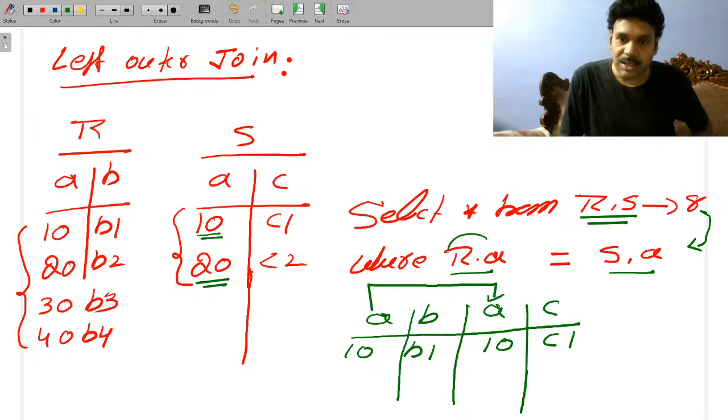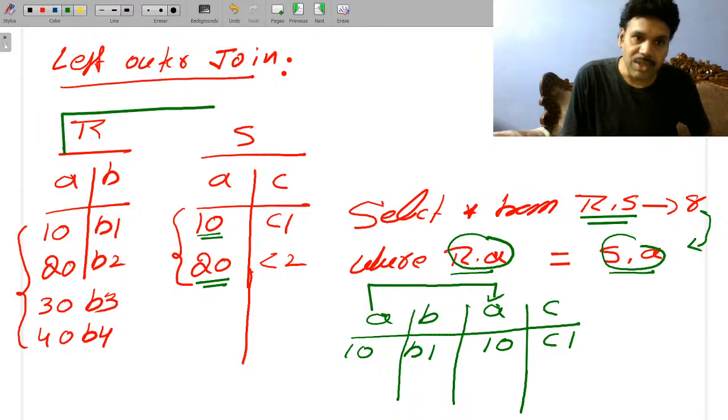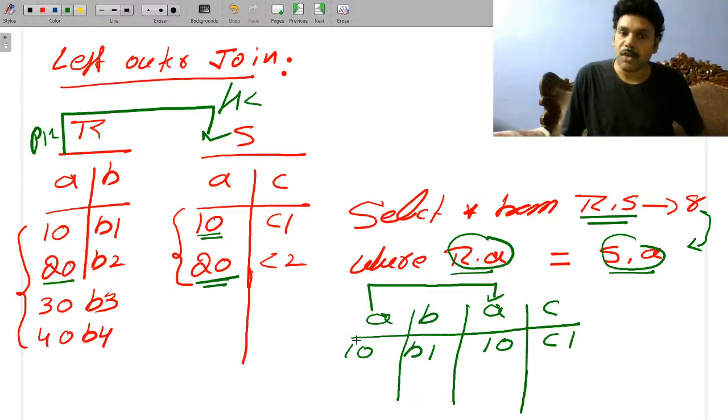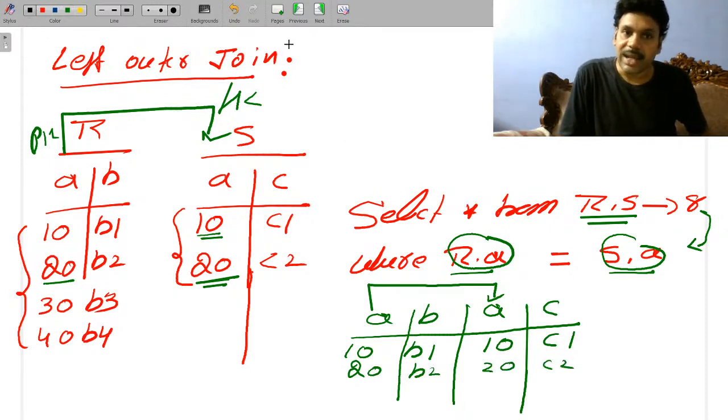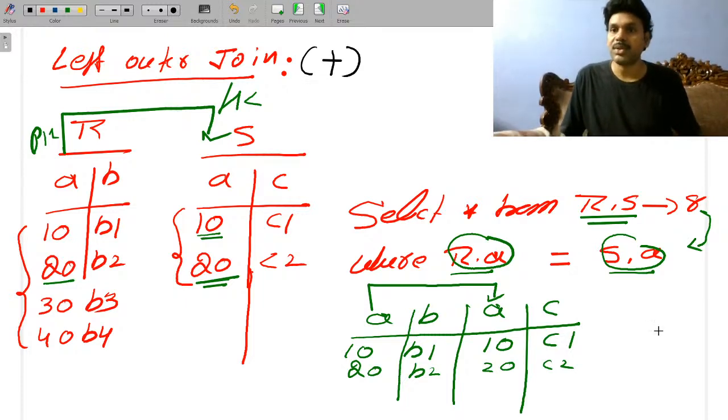As I am asking, this is the common column: R dot A is equal to S dot A. And I am saying that this is your primary key and this is your foreign key. Don't forget that. And this 20 can have mapping here, that is 20 B2 and 20 C2. Clear, all of you?